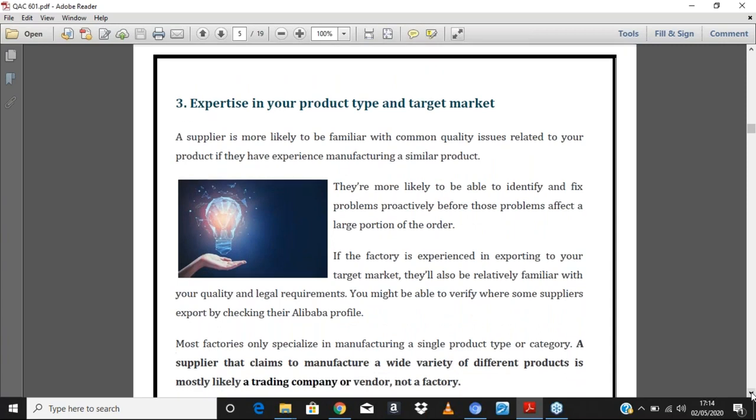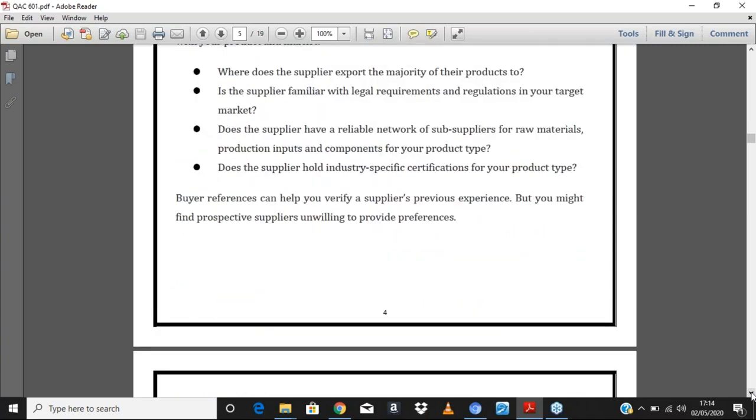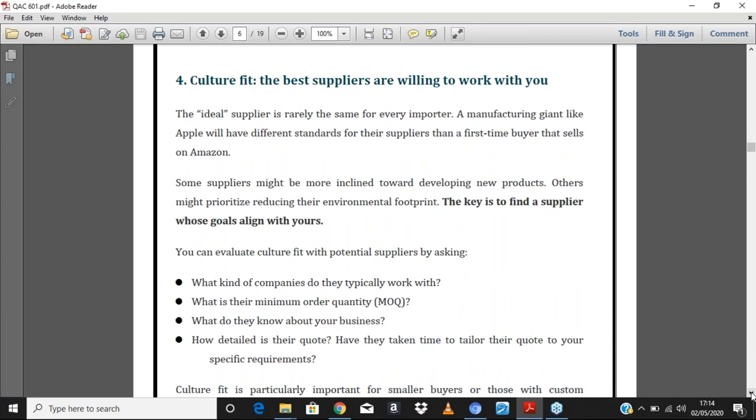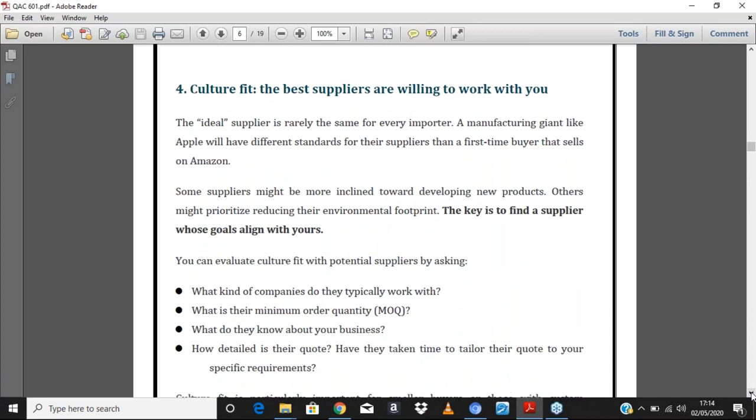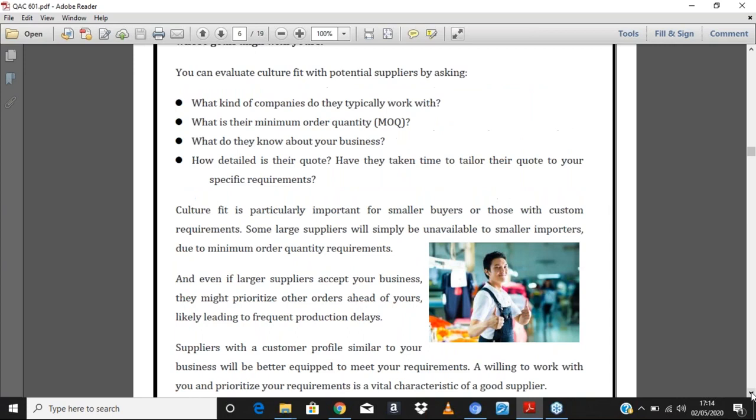Okay, let's wrap up, let's double up. The fourth thing to consider is culture fit. The best suppliers are willing to work with you. The key is to find suppliers whose goals align with yours, so that you can work together. What kind of company do they typically work with? What is their minimum order? What do they know about your business? How detailed is their quote? So you have to put their culture fit into consideration. The best suppliers are willing to work with you if you can get the right one.